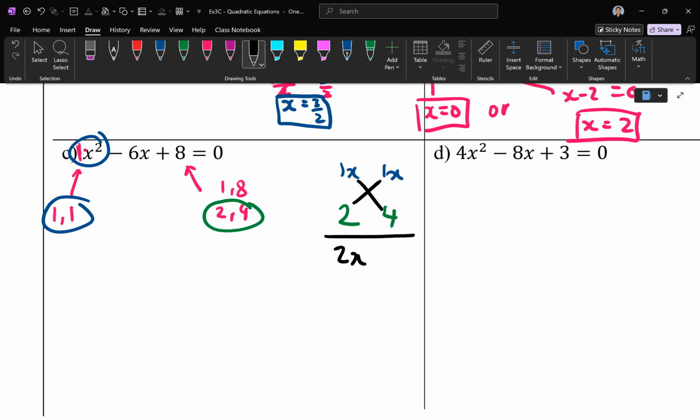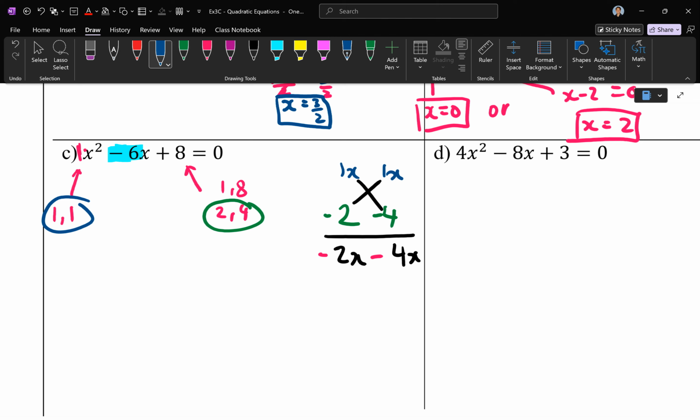That gives you 2x. 1x times 2 gives you 2x. 1x times 4 gives you 4x. And your goal is to get negative 6x. Right there. This is what you want to get. 2x and 4x. How do I get a negative 6? What would you need? Anthony? Good. To get a negative 2 and a negative 4, well, this 2 here had to be a negative, and that 4 had to be a negative.